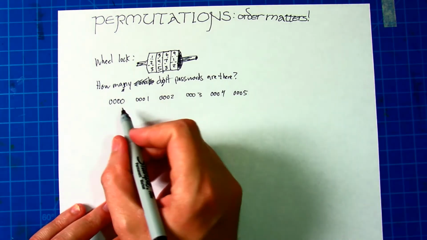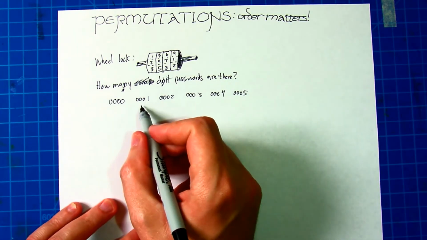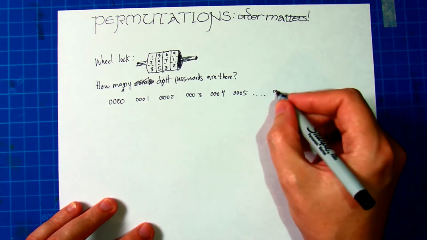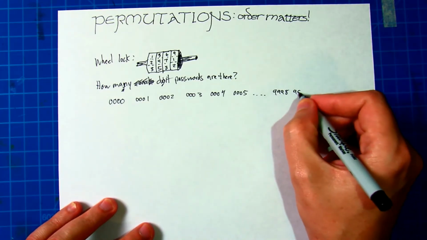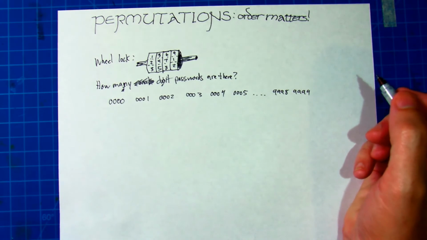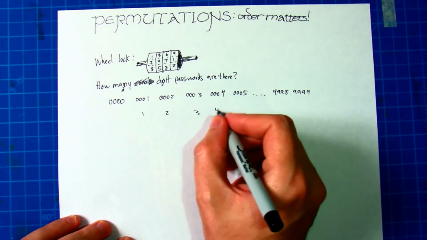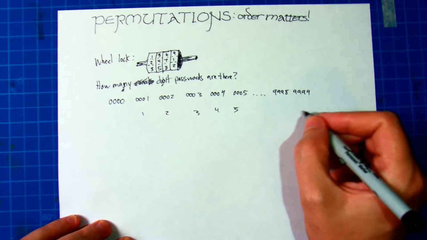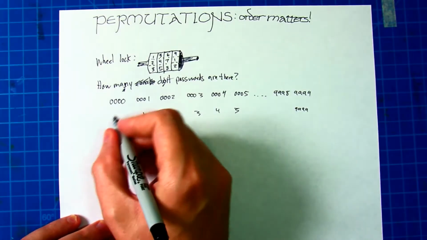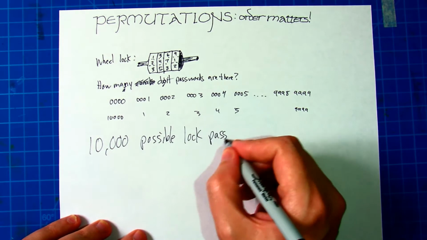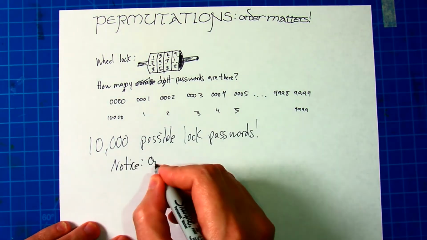So you could start listing them: 0000, 0001, 0002, 0003, and etc. all the way up to 9998, 9999, and then just count up how many of them there are. Well, we have 1, 2, 3, 4, 5. You get the idea. This would be 9999, and then we come around here and we call this one number 10,000. So we have 10,000 possible lock passwords.